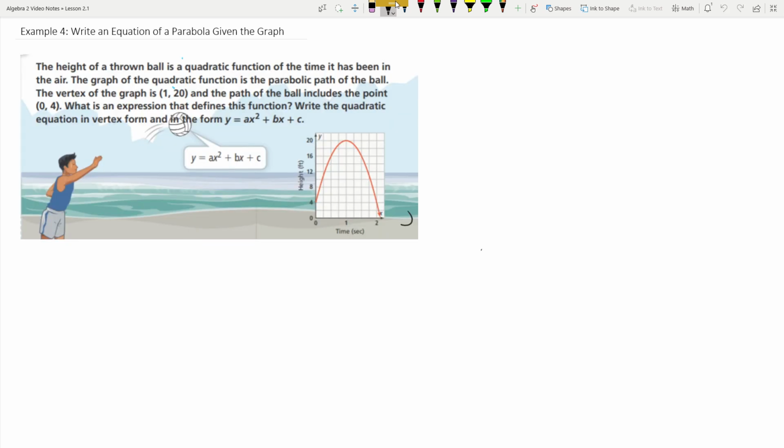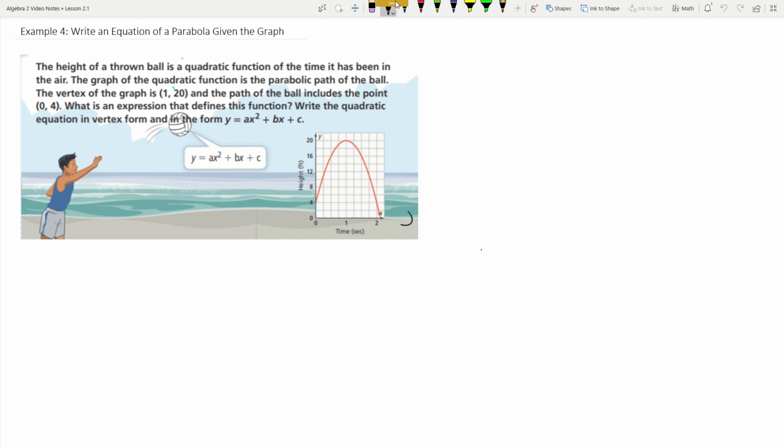All right, so let's look at another example. So pretty similar, except now we've got a word problem. The height of a thrown ball is a quadratic function of the time it has been in the air. The graph of the quadratic function is the parabolic path of the ball. The vertex of the graph is (1, 20), and the path of the ball includes the point (0, 4). What is an expression that defines this function? Write the quadratic equation in vertex form and in the form y equals ax squared plus bx plus c.